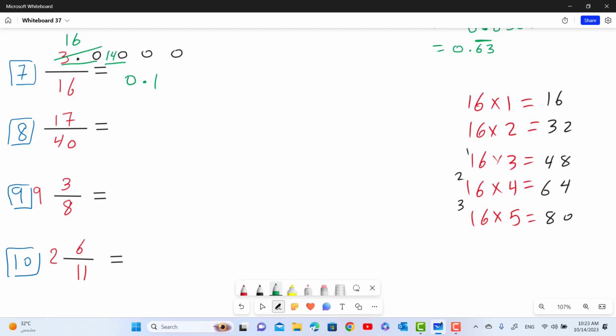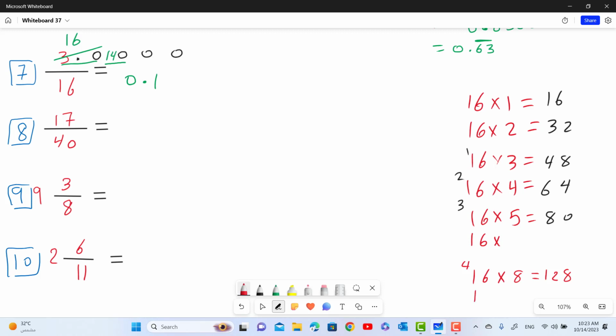140 divided by 16, we haven't reached 140 yet. Then we need to complete our table. 140 will be times what? Let's try a bigger number. For example, if we say 8: 6 times 8, 48, 8 down and 4 up. 8 times 1 is 8 and 4 is 12. 128. You are very close.